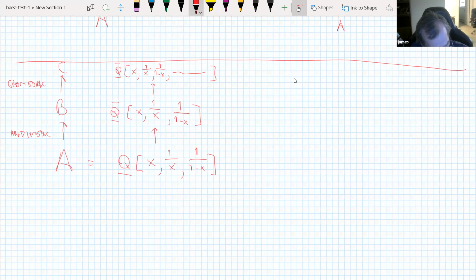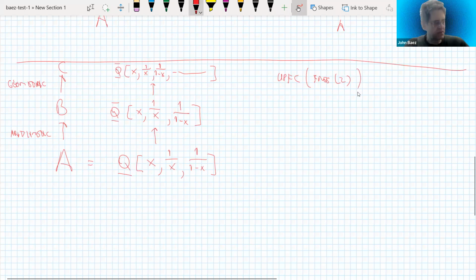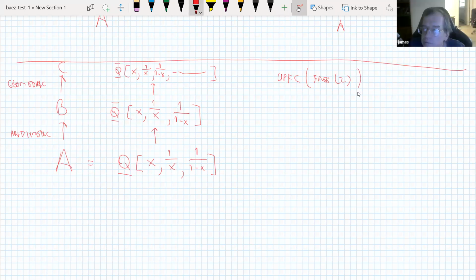which is going from, so I hope I'm saying this right, something like the universal profinite completion of the free group on 2 generators. That should be like the automorphism group of this geometric thing, right? So this is like the algebraic geometric version of the fundamental group of a twice punctured Riemann sphere.